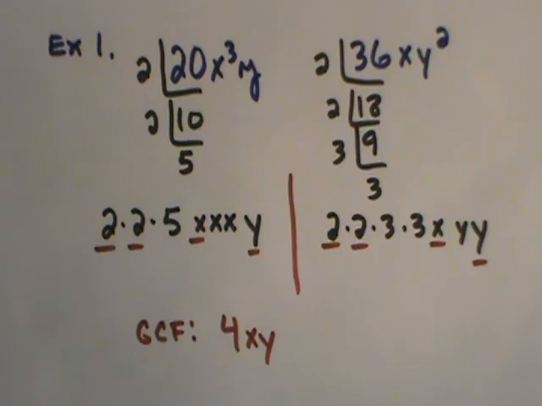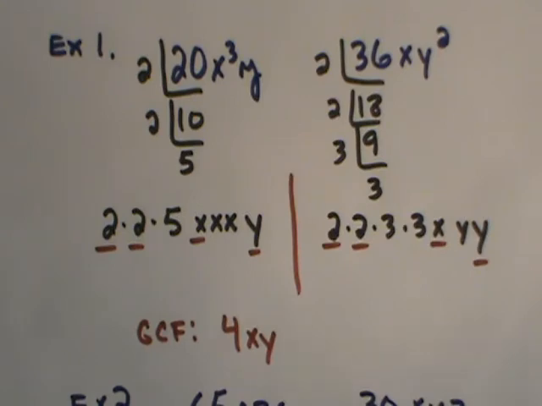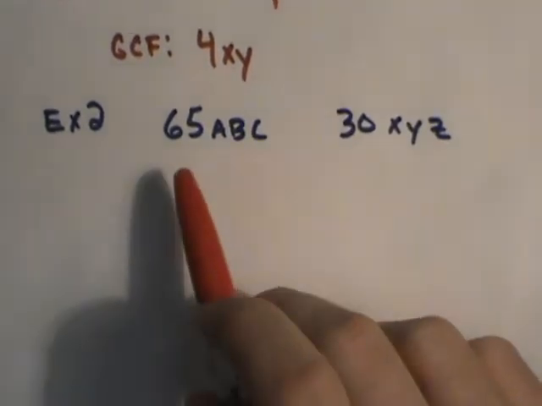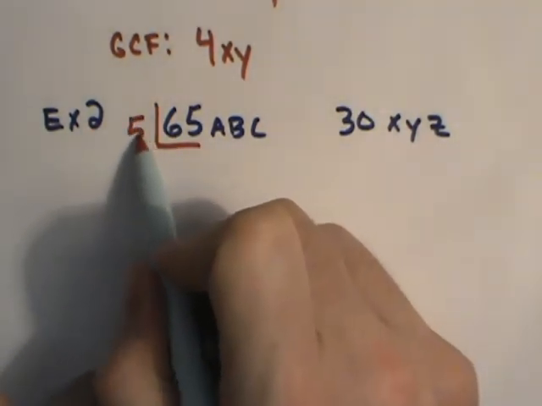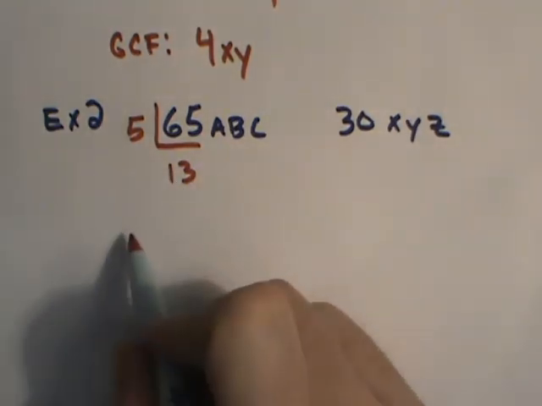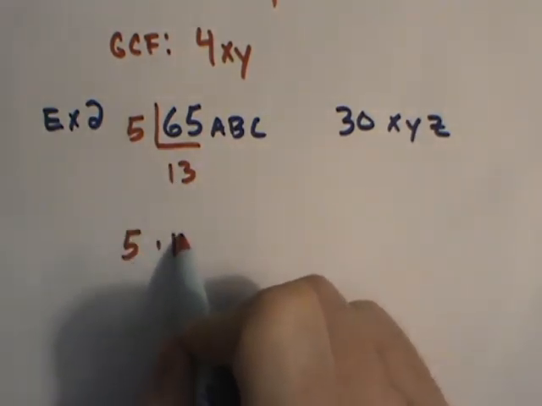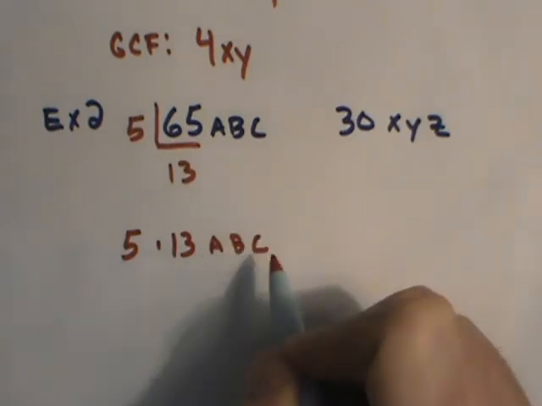Let's do a second example. And let's say something like 65ABC and 30XYZ. I want to break down each of these values. So again, I have my 65ABC. I look at the 65. I can divide by 5. Takes me to 13. So my prime factorization would be 5 times 13 A, B, C.